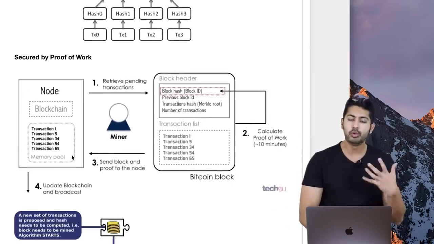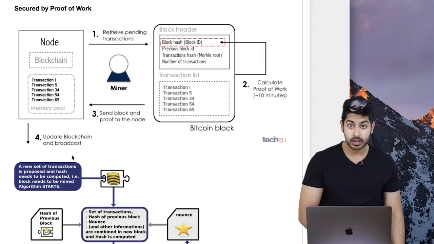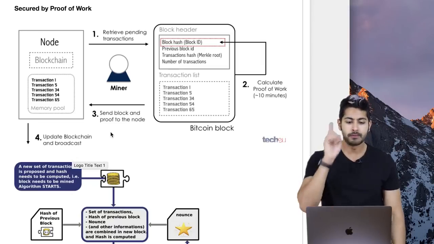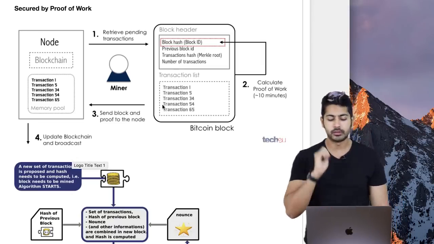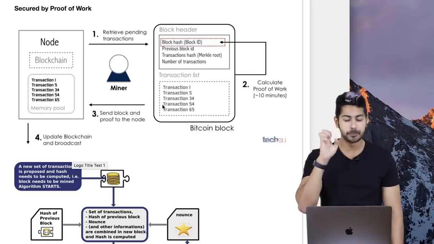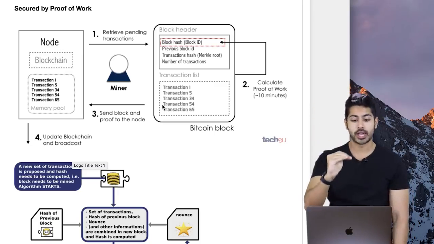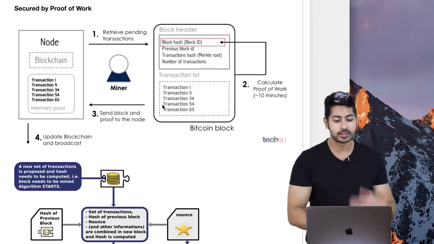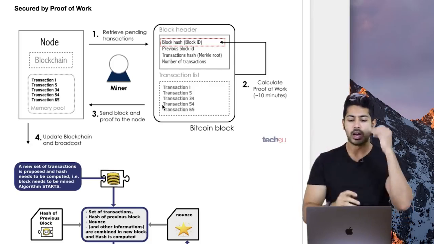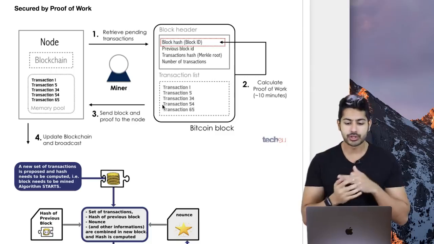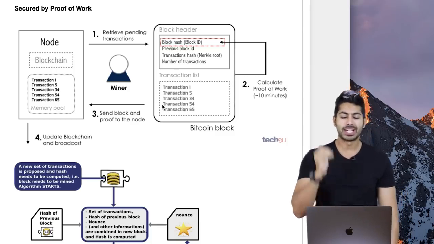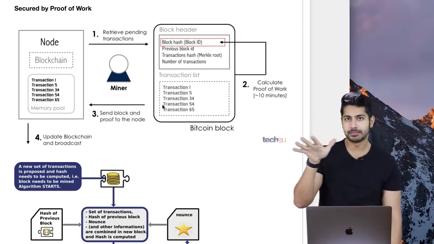But the way the proof of work algorithm works is by doing several things. The first is a node. So a node in the blockchain, a miner, will say, I'm going to retrieve a pending transaction. So they're going to retrieve that transaction. It's got several features: a hash, a block ID, a transactions hash. And then what they're going to do is calculate the proof of work. It's going to take some time.